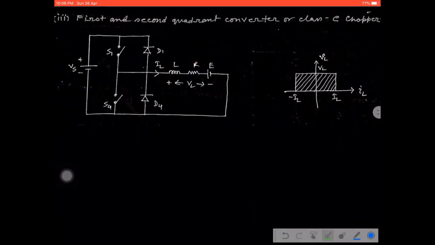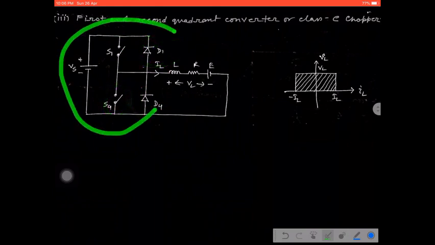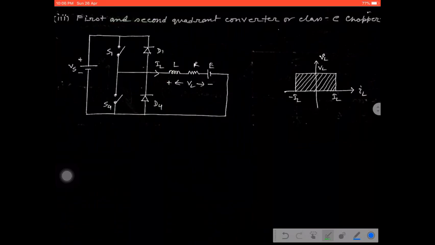And you know how to draw the circuit diagram, right? That is the class A chopper with S1 and D4, and that is the class B chopper with S4 and D1. I have just discussed this before. The summation of all the class A and B choppers will give you the class C chopper. As the class A and class B choppers cover the first quadrant and second quadrant operation accordingly, we can say it is the first and second quadrant converter, or class C chopper.